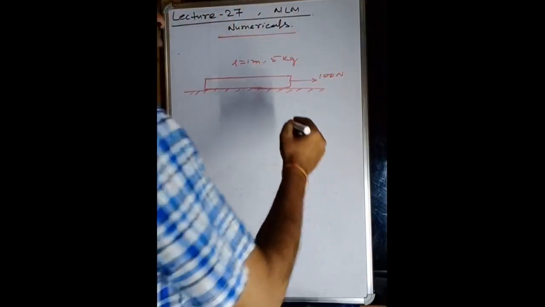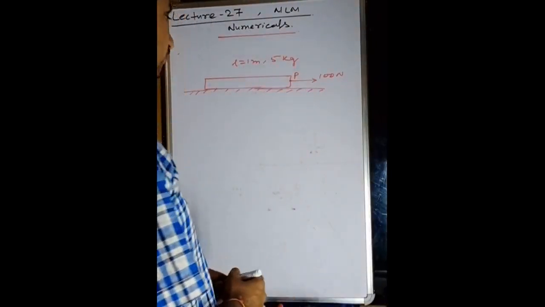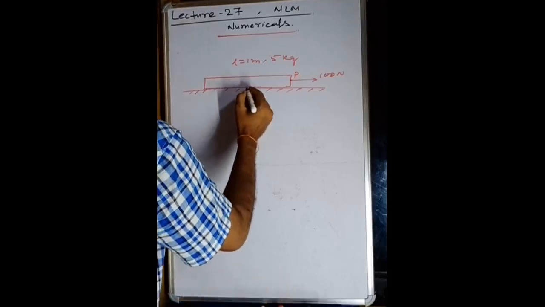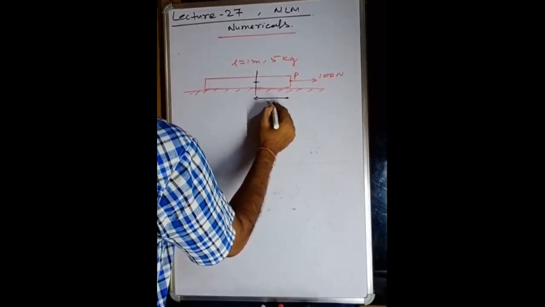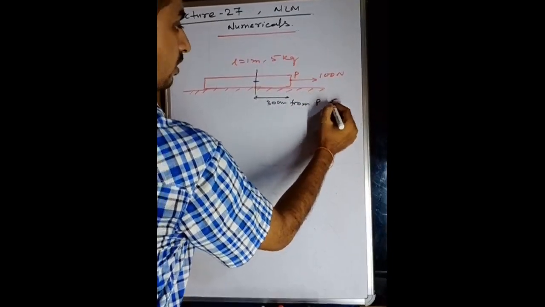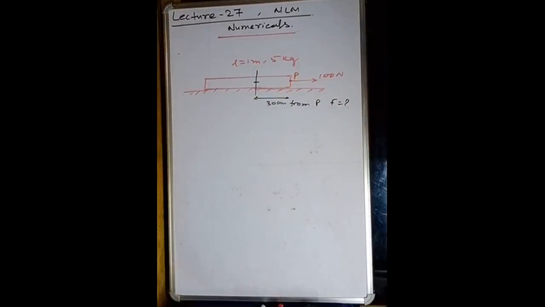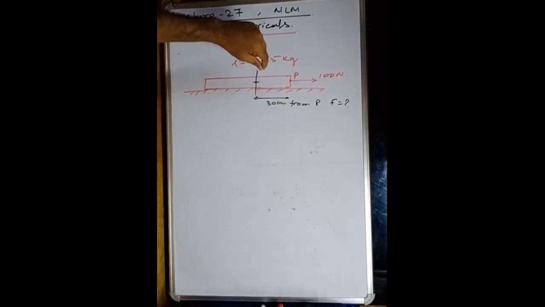If we pull this rod by 100 Newton from this point P, then we have to find the force at 30 centimeter from P. How much force will act? We have to find. We know that this rod will apply tension at each point on the rod.